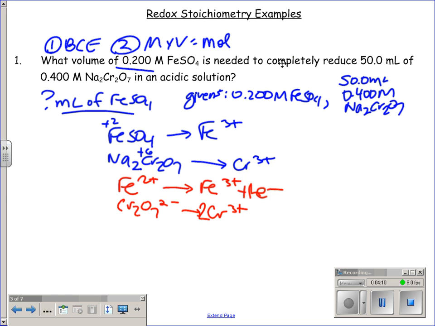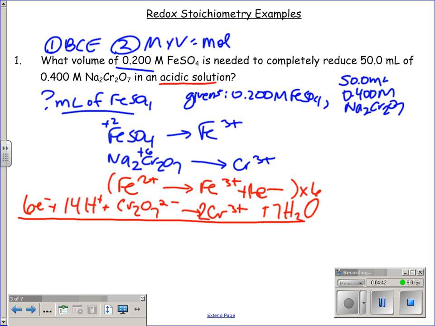This one's a really common one, so I'm just going to fly through balancing this in acid, because it says in acidic solution right there, so we have that acid available. So 2 chromium 3+, 7 waters, 14 H pluses, plus, what is it, 6 electrons over there? Is that right? Alright, so then how do you balance this, finalizing the balancing? Multiply the top one by 6, and finalize by summing them up.